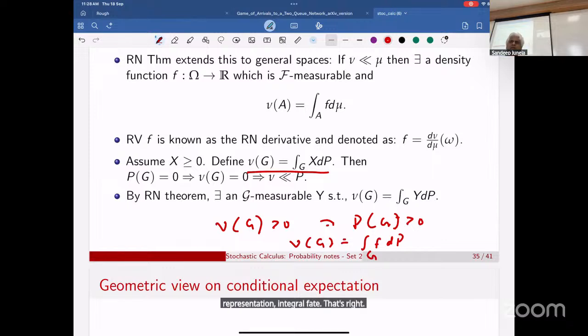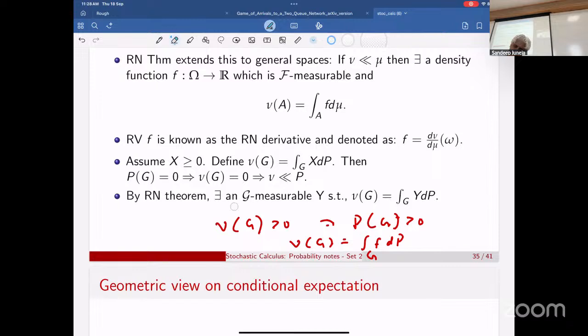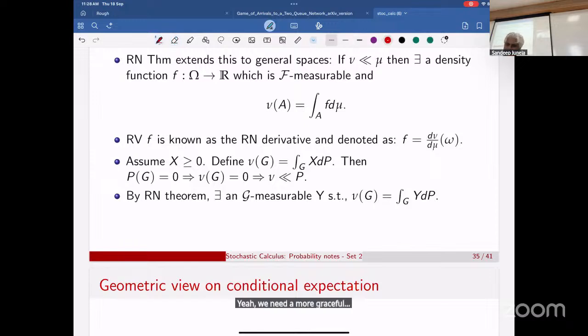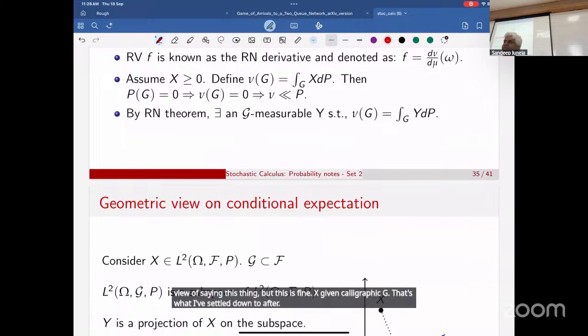So the Radon-Nikodym theorem is giving us this Y. This Y is G measurable, and we denote it the expectation of X given G. We need a more graceful way of saying this, but this is fine: X given calligraphic G. That's what I've settled on after years of saying this.